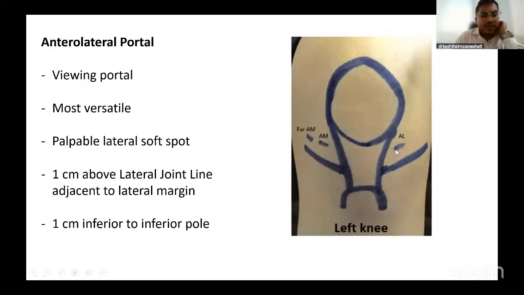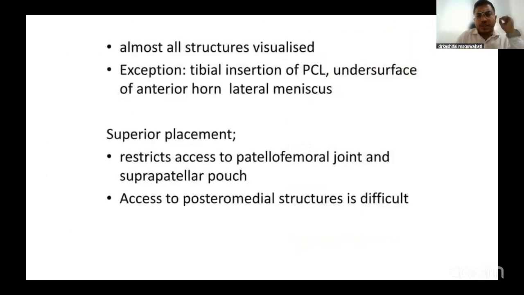So the classic anterolateral portal, the first portal, is actually the viewing portal. It's the most versatile of all, and it's the palpable lateral soft spot which we consider as 1 centimeter just above the lateral joint line and adjacent to the lateral margin of the patellar tendon, and just 1 centimeter inferior to the inferior pole of the patella.